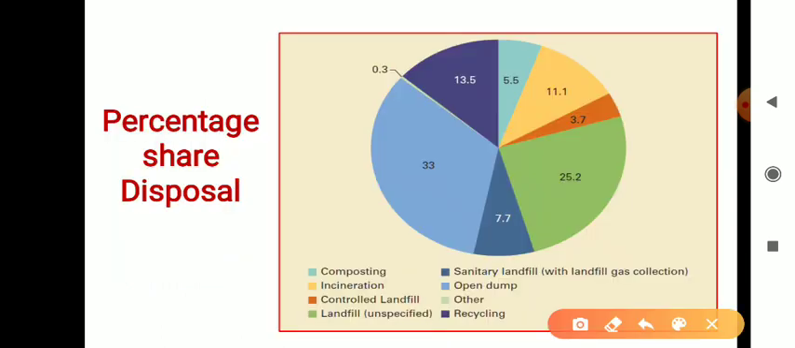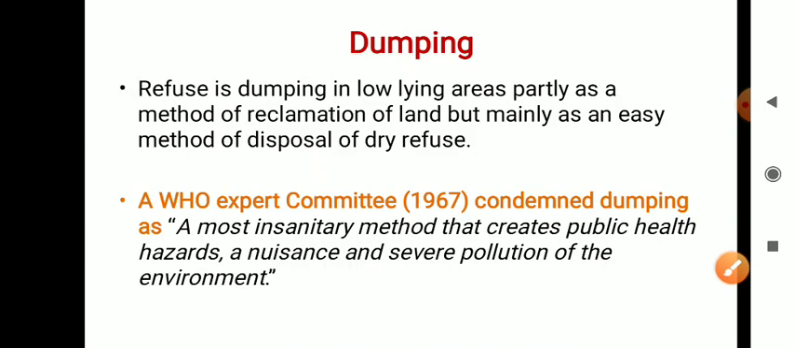In this the percentage share of disposal is shown, meaning which method is mostly used. In this picture, as we can see, this is 33%. Mostly the open dump method is used for the disposal of waste, because it is very easy to throw the waste anywhere. So it is a very bad thing that should not be there, and care has to be taken of it. And first one is dumping.